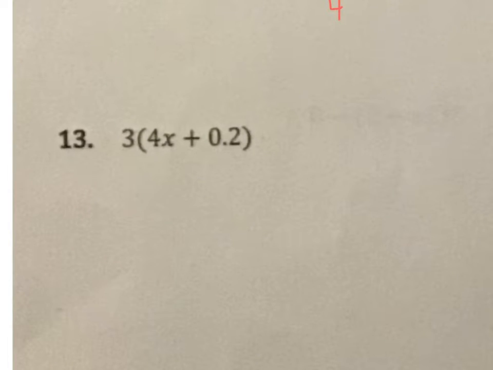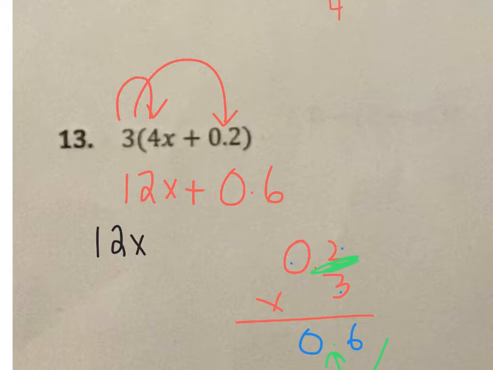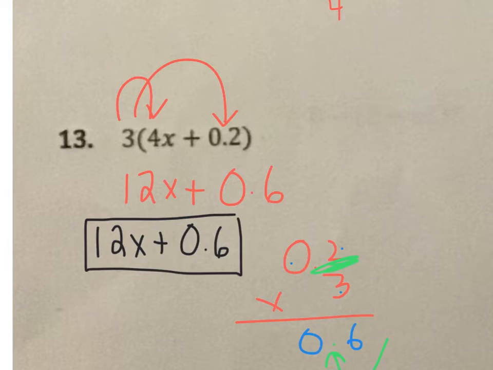Decimals. 3 times 4 is 12x plus 3 times 0.2. 0.2 times 3. Multiply like normal. It's going to be 6. There's one spot after the decimal, so move it over one spot. So that will be 0.6. So final answer, 12x plus 0.6, or 6/10.